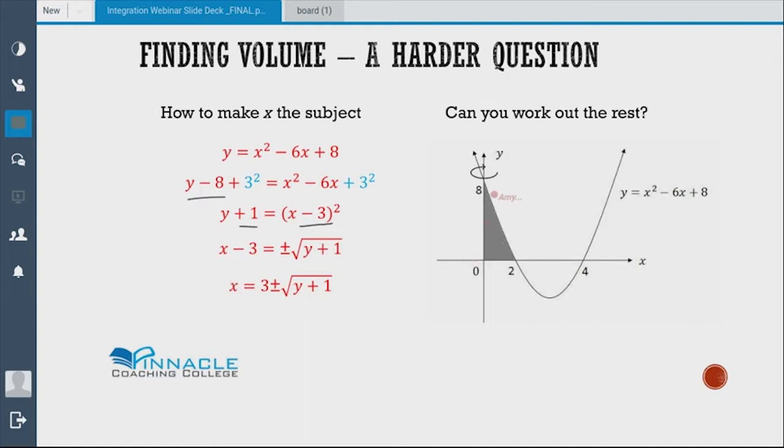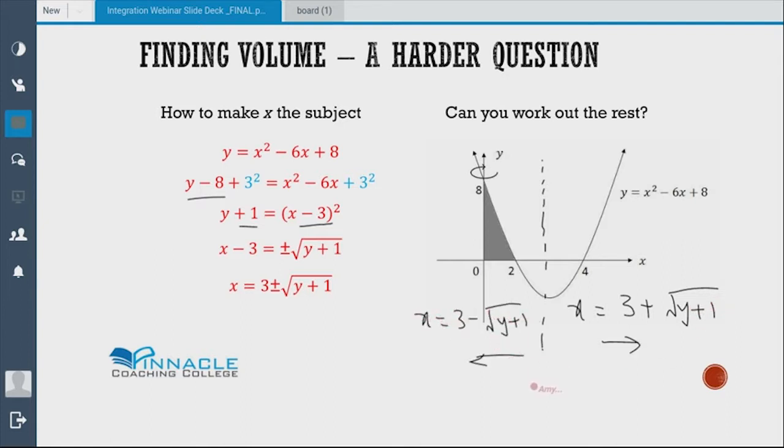So that's it. For those who are familiar with how the parabola works, x equals 3 plus the square root of y plus 1 relates to the right half of the parabola, and the 3 minus relates to the left half of the parabola. So use your understanding to try to build the integral. Now x is the subject, it should be a lot easier to manipulate. And don't forget, you still need to square it when you're building the integral. I'll give you another couple of minutes to attempt that, and then we'll go through the answers.